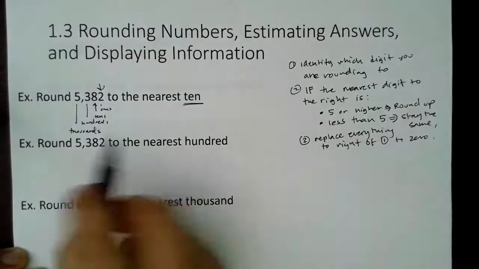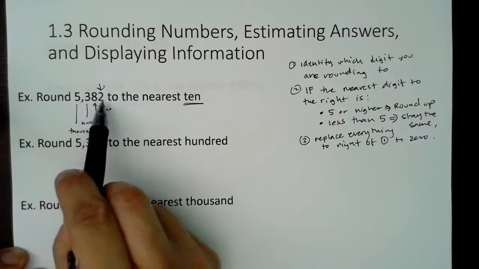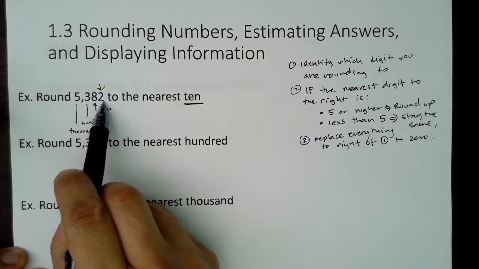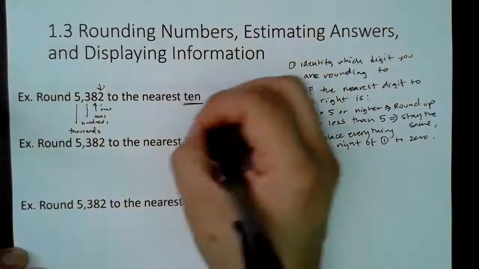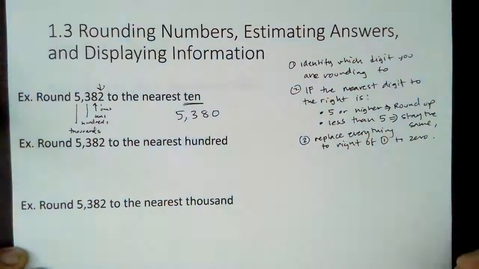Okay. So for example, here we're rounding to the nearest 10, so we identify what we're rounding to. We're looking at this number. It's less than 5, so that means the 8 stays the same. So my answer is going to be 5,380, and that's the nearest 10.